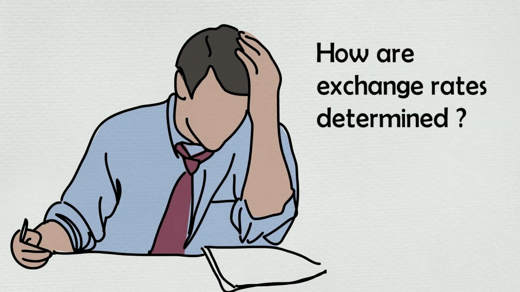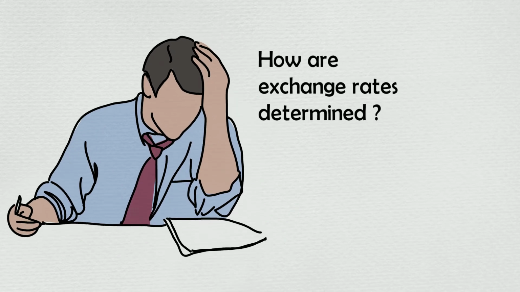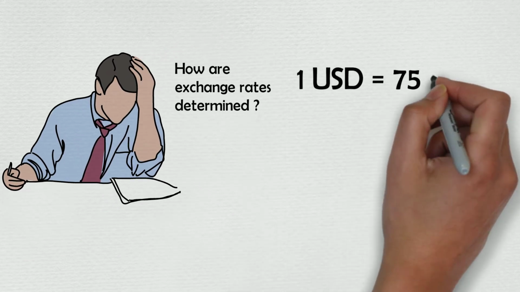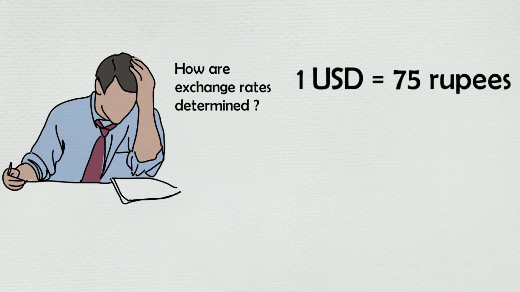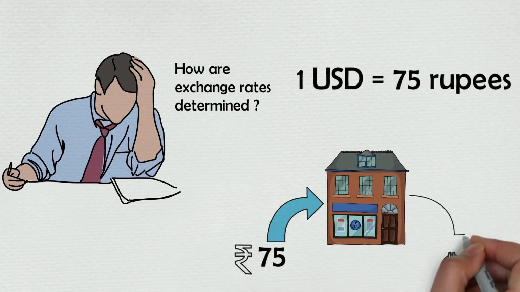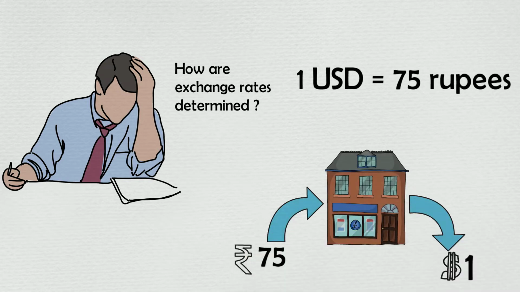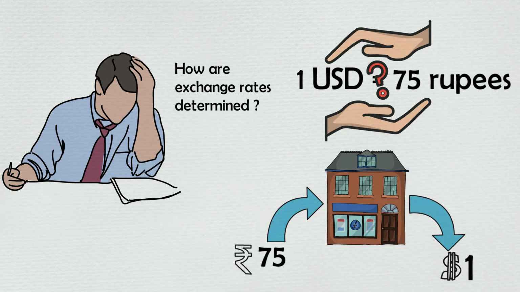How are currency exchange rates determined? The current exchange rate for $1 is around 75 rupees. That means we need to pay 75 rupees to get $1. So the question is, how are these rates decided?